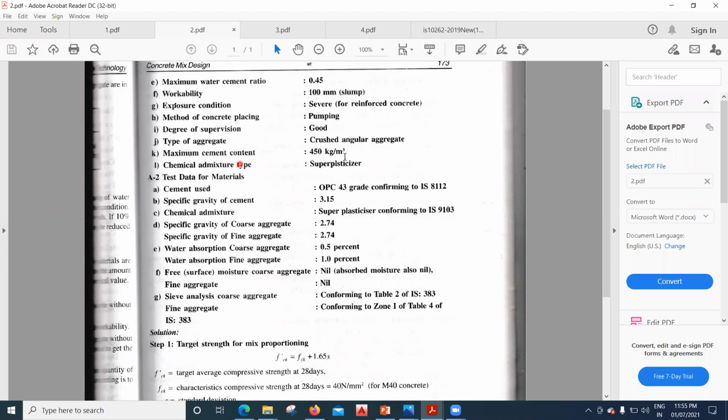Maximum cement content is 450 kg per cubic meter. And for chemical admixture, we are going to make use of superplasticizers, right? So these are the things we need to tell the concrete technologists or the mix designer about how we want it. Next comes the test data.